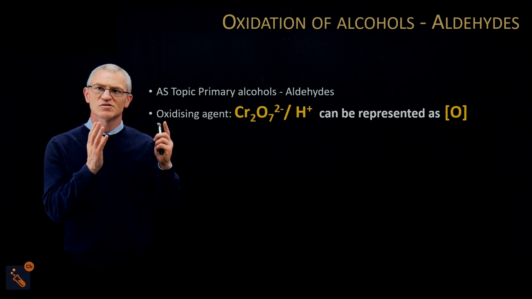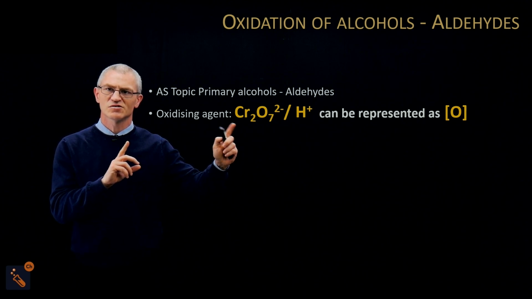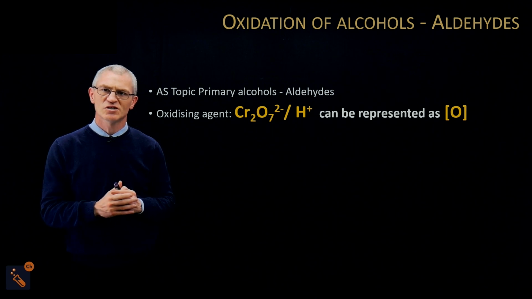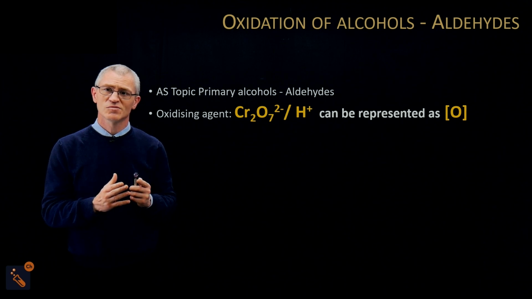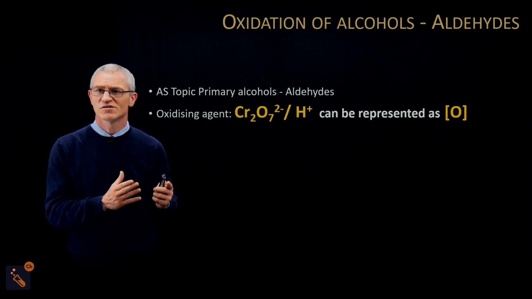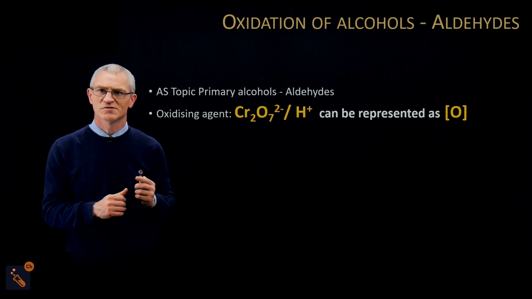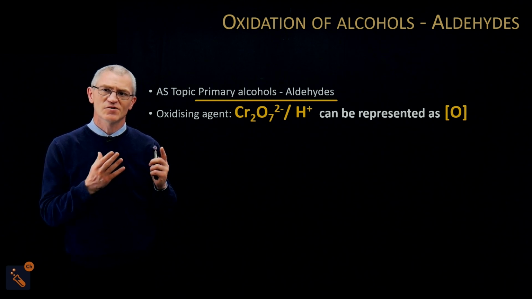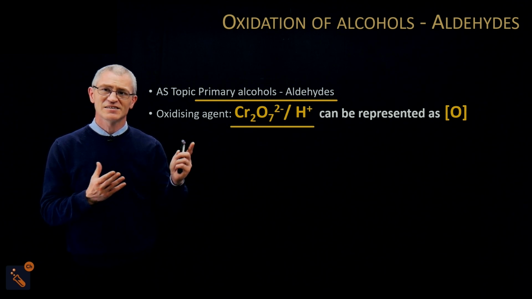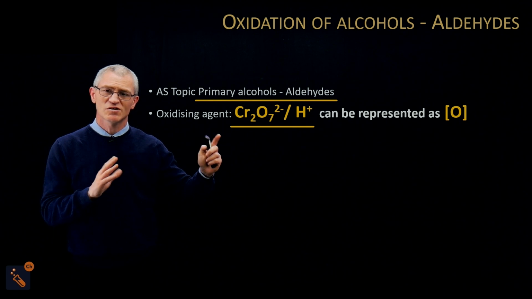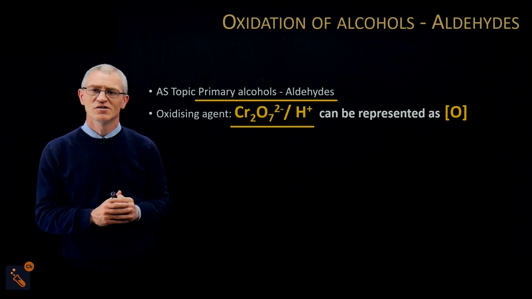Let's now go into the oxidation itself. So we want to oxidize it using an oxidizing agent called Cr2O72-/H+. Now that is potassium dichromate with sulfuric acid, sometimes called acidified potassium dichromate. And that will take it from a primary alcohol to an aldehyde. And that is the easiest way to remember the oxidizing agent. When you're asked for the reagents, the reactants, that is what you need to put down on the page.